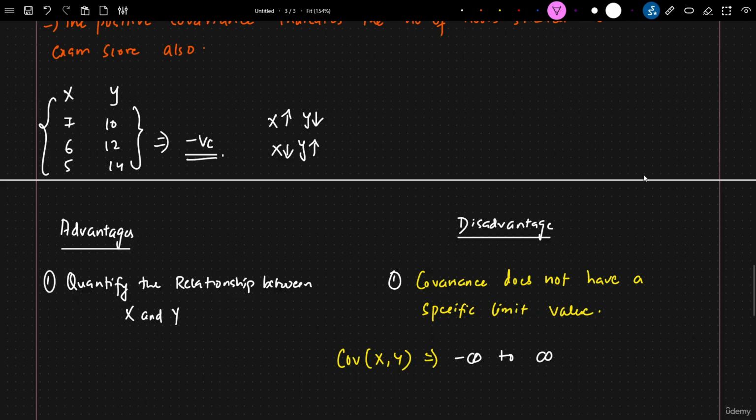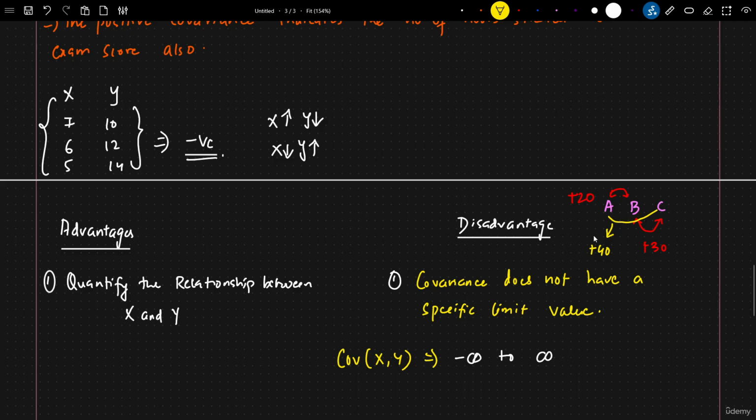So what happens because of this? Let's say I have 3 random variables. If I find out the relationship between A and B, let's say I get plus 20. And if I calculate B and C, I may get plus 30. And let's say if I calculate the A and C covariance, I get plus 40.